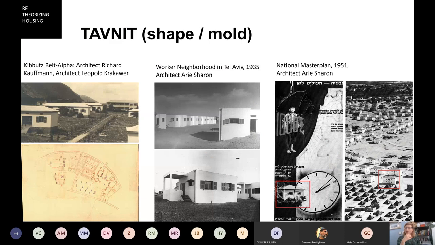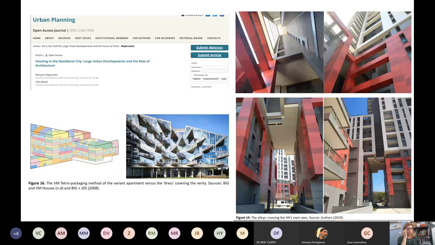So just a teaser, new research in my group has identified some architectural responses that reform tavnit by rethinking architecture as a key element of the housing process and rethinks design methods for mass housing within the neoliberal housing market in Israel. This is our pivotal case, Herzliya Hills, which I was hoping to give you a tour of in the conference. Unfortunately, this won't happen soon. Comparing it, contextualizing it with other cases of middle class mass housing elsewhere.